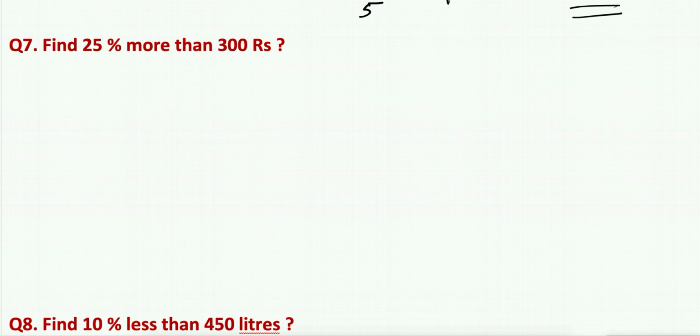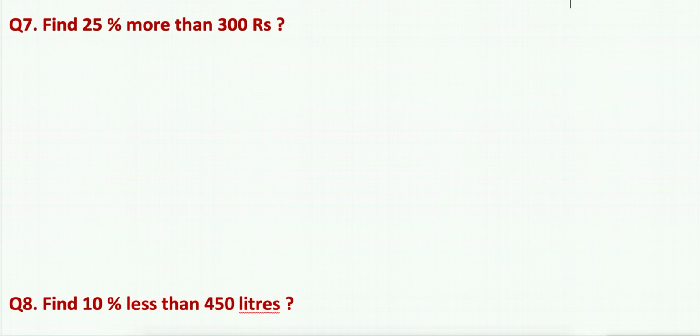Question number 7. Find 25% more than 300. In this question, first we will find the 25% of 300, then we will find the 25% more than 300. So the first step is, 25% of 300 we have to find, and then second we will find the 25% more than 300.